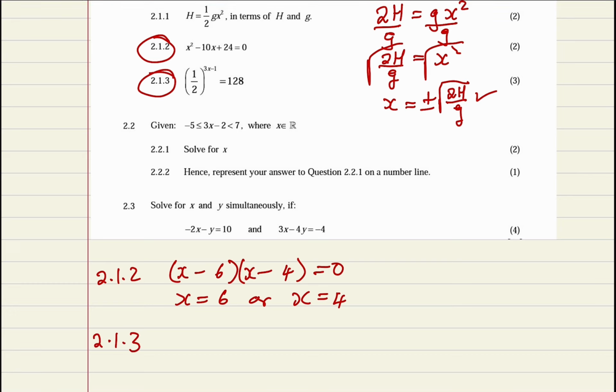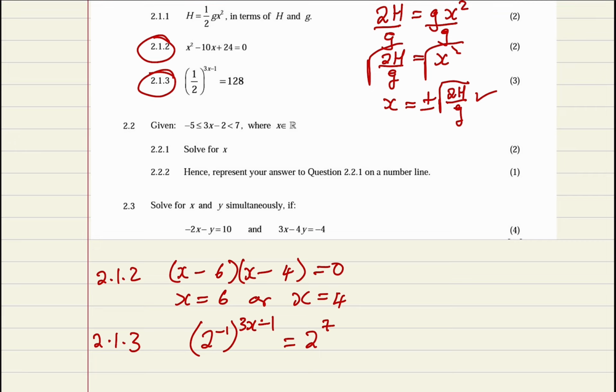Then we continue to 2.1.3. Number 1, we have to change that 1 over 2 and write it as 2 raised to negative 1, all raised to 3x minus 1. This is equal to, then we change 128, so we know that 128 should give us 2 raised to what? Let me check, I think it's 7. Yes, 2 raised to 7. So that is what we are having there.